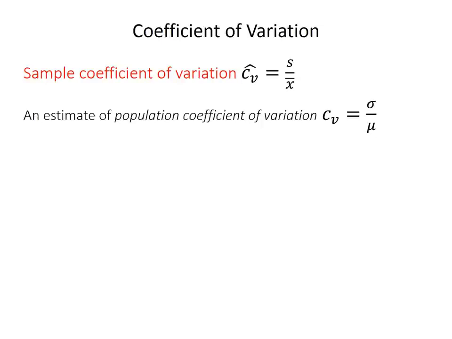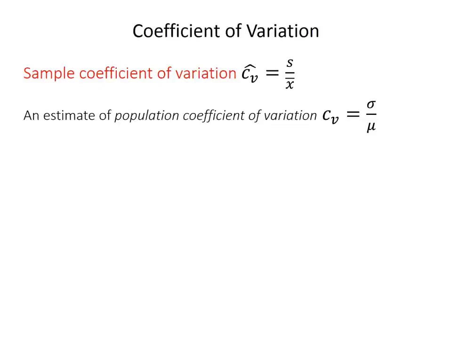This can be done by calculating something called the coefficient of variation, or CV, which is just the standard deviation S divided by the mean, or this X bar. And these are the sample parameters. Remember, we're always using the sample parameters to estimate the population parameters. So this sample coefficient of variation is just the estimate of the population one.